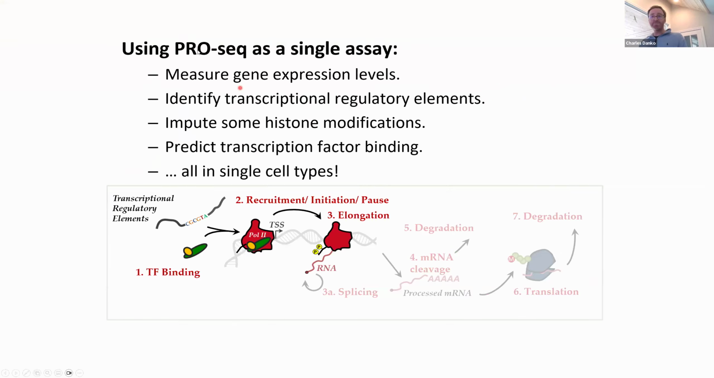So in summary, in this part of the talk, ProSeq is a single molecular tool that lets you measure gene expression, transcriptional regulatory regions, impute histone modifications, predict transcription factor binding, and then possibly even leverage Bayes Prism and similar tools to decompose the bulk patterns that we get in ProSeq down into the individual cell types that contribute to them.